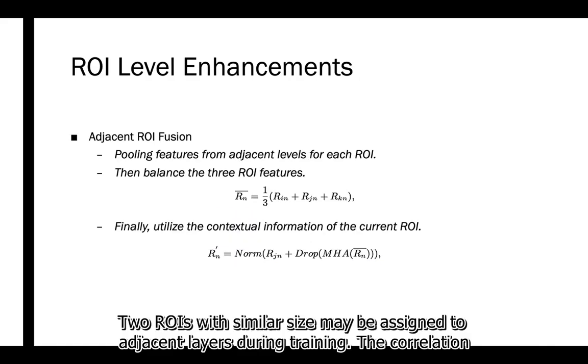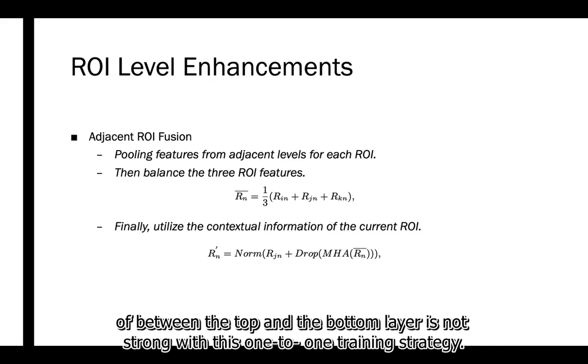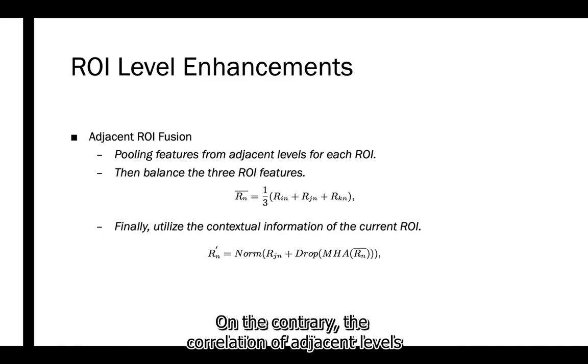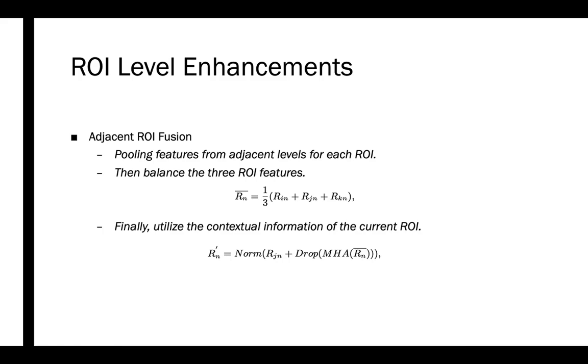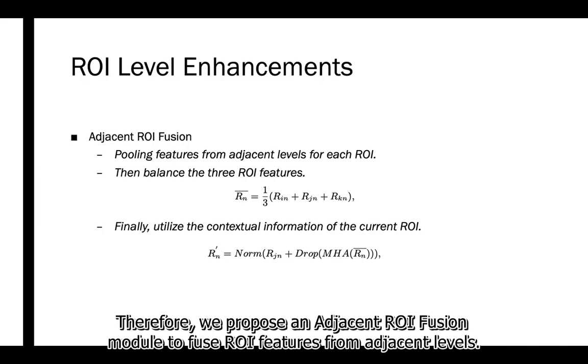Two ROIs with similar size may be assigned to adjacent layers during training. The correlation between the top and the bottom layer is not strong with this one-to-one training strategy. On the contrary, the correlation of adjacent level features is the greatest, which would contain more surrounding and detailed information. Therefore, we propose adjacent ROI fusion module to fuse ROI features from adjacent levels.